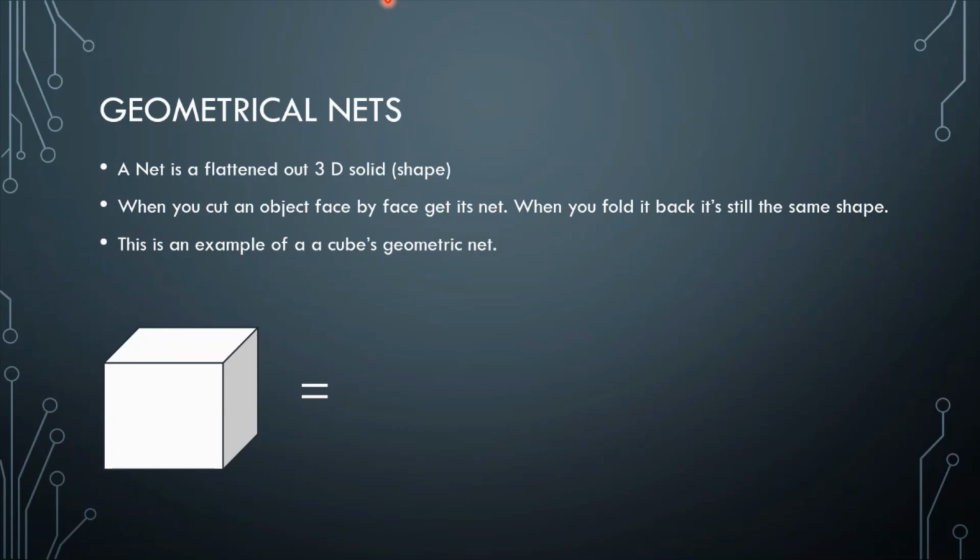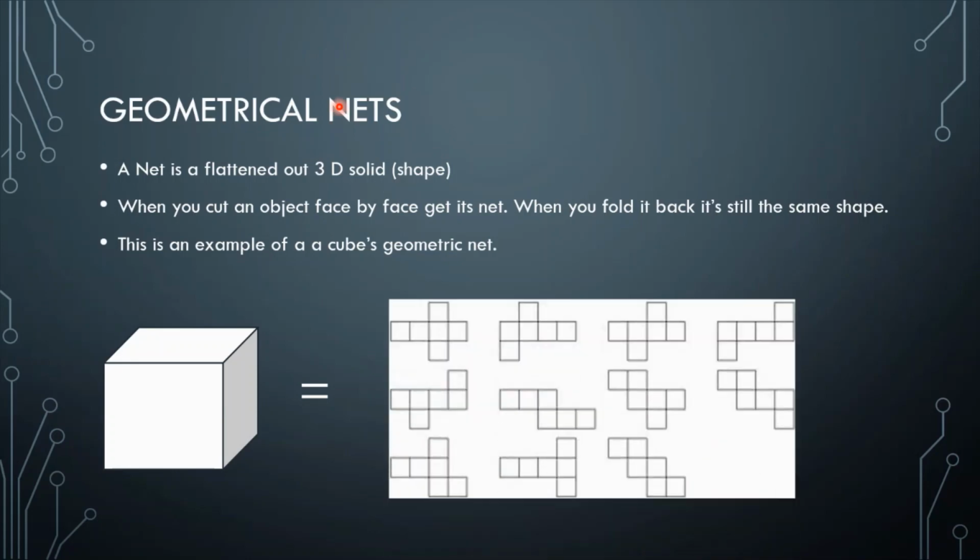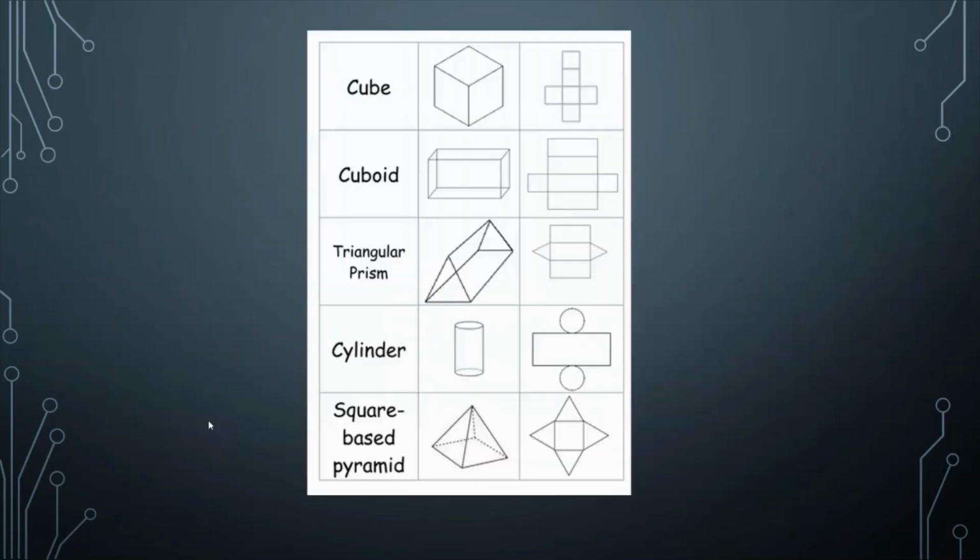An example for a cube's geometric nets: here is a cube, and if you cut a cube face by face, you get a net, which is this. Here is the net for a few shapes.